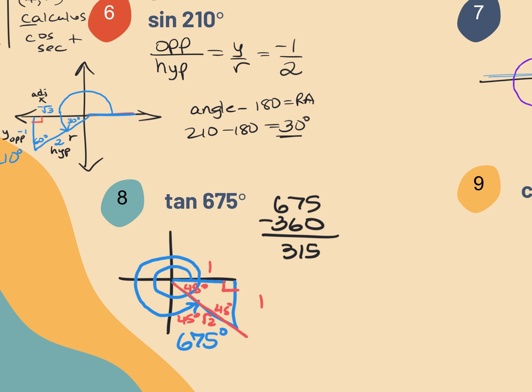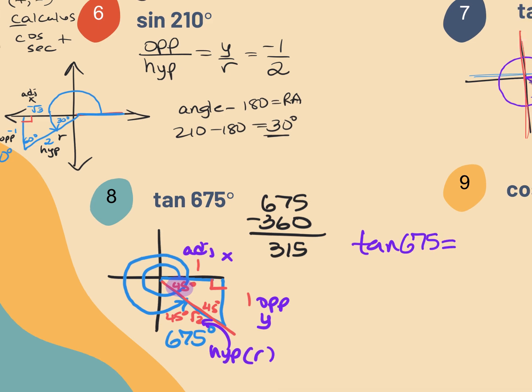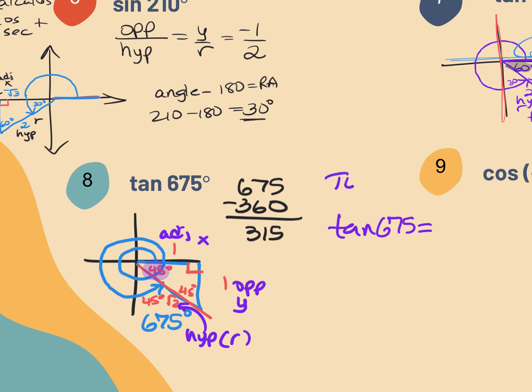And again, we're going to label our sides in relation to the 45-degree reference angle here. So this is the side that is opposite. It's also the y value. This will be the adjacent or your x. And then the square root of 2 is your hypotenuse or your r value. So they want us to do tangent. So tangent of 675 is going to be opposite, if we're doing the TOA, opposite over adjacent. So this is going to be 1 over 1.